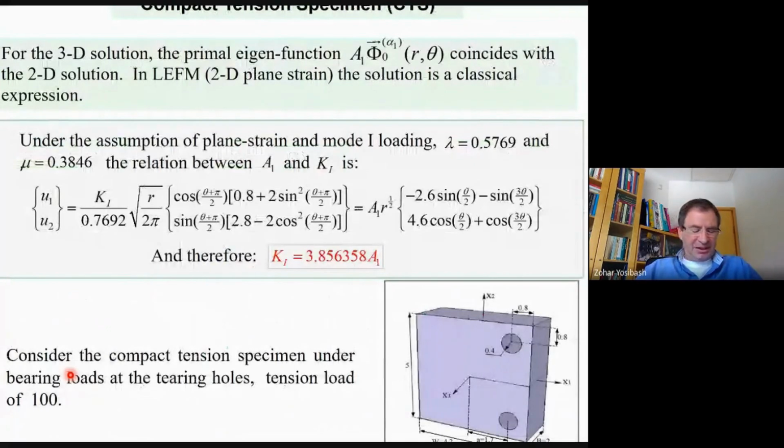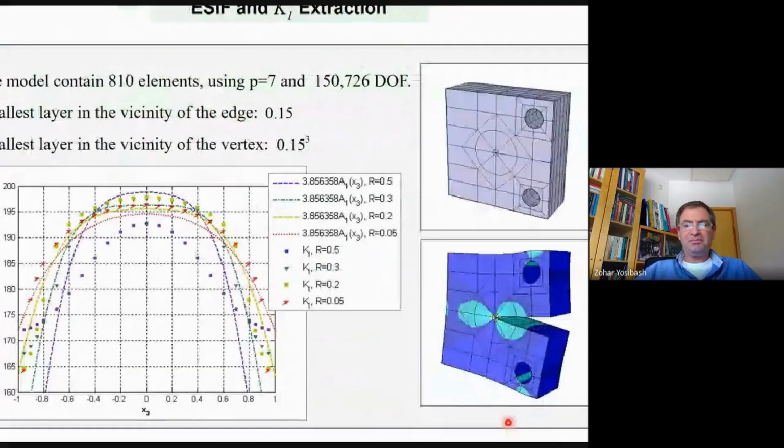One of the examples that I think is interesting is the compact tension specimen, which is being used mainly in experiments to determine K1C. So if you look in the standards, the domain is given as a 2D domain, and there are numbers which are given for how you should compute K1C depending on the load that is applied here at the instance of fracture.